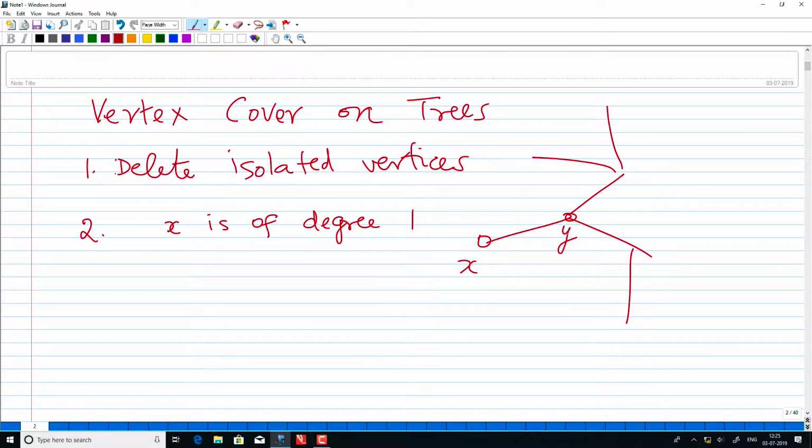But I asked a different question, a side question. Why is it not a good idea to pick high degree vertices? It seems like a good idea, right? Because you are trying to cover edges. So why not pick a vertex? It seems like a natural thing. Any vertex which has the highest degree, include it in the solution.